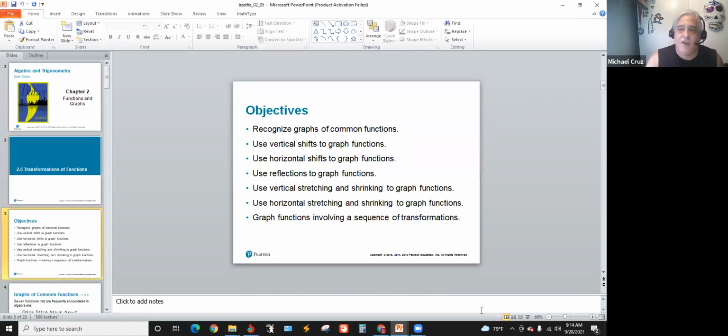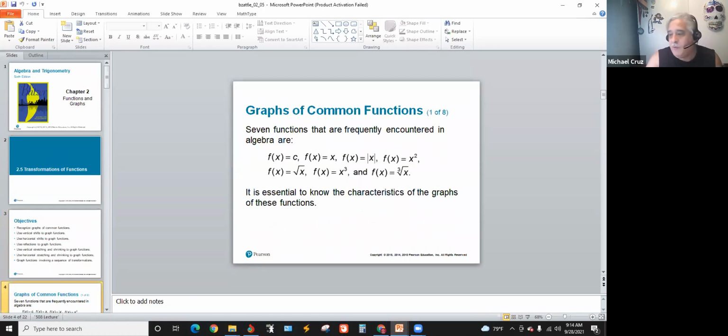There are several different things that can happen. You can have vertical shifts, horizontal shifts, reflections about the x-axis, vertical stretching and shrinking, and then you can put them all together. Here are the most common types of functions that we'll be looking at.